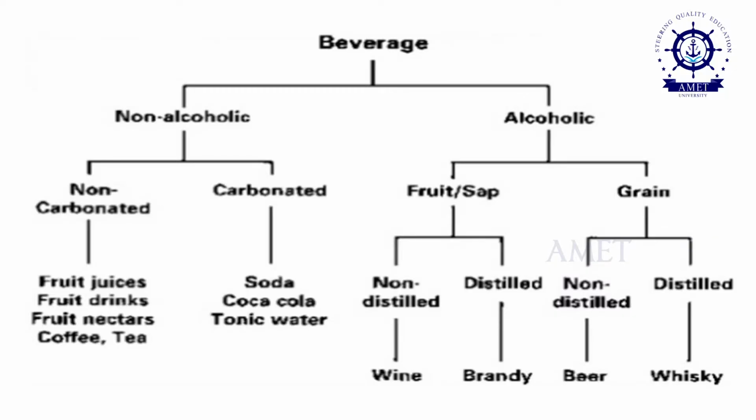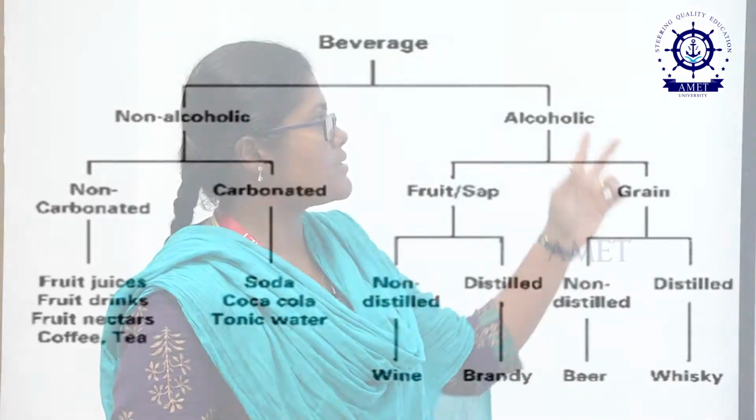Fourth, they usually drink for thirst. So moving on to the next slide. Beverages are a liquid formulation intended for human consumption. So this is the definition for beverage. It is a portable drink. The beverage is classified into 2 types. One is non-alcoholic and another one is alcoholic.